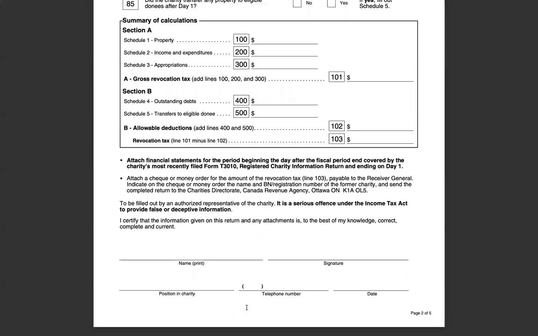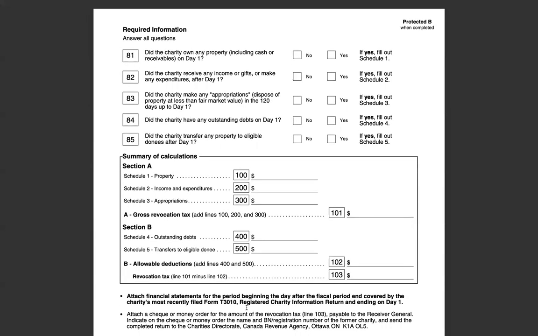Then we go to the summary page. They require information, and you answer all these questions. Did the charity own any property, including cash or receivables, on day one? Yes or no? Did the charity receive any income or gift, or make any expenditure after day one?